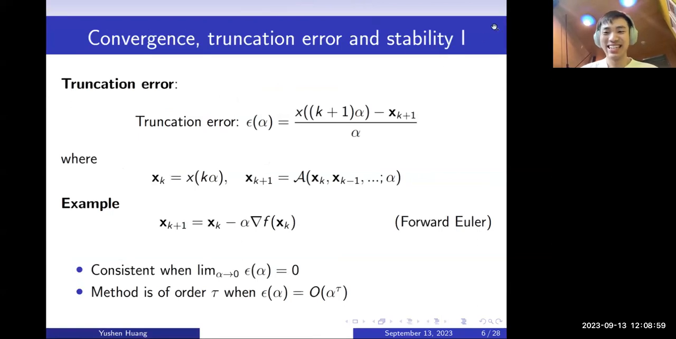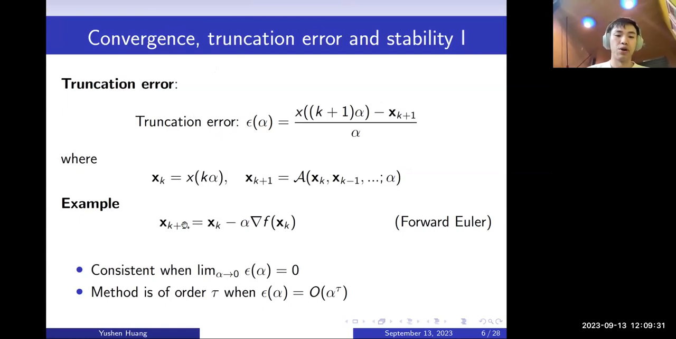And the other thing that we need to talk about for this numerical world is truncation error, stability, and convergence. The truncation error is usually defined as follows: when you plug this true solution into the update form for the discrete solution, you get the truncation error. And truncation error usually means consistency in numerical analysis.